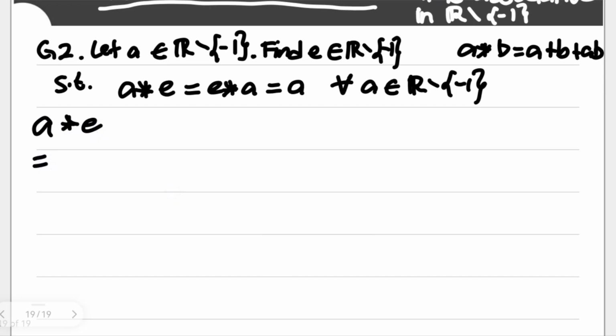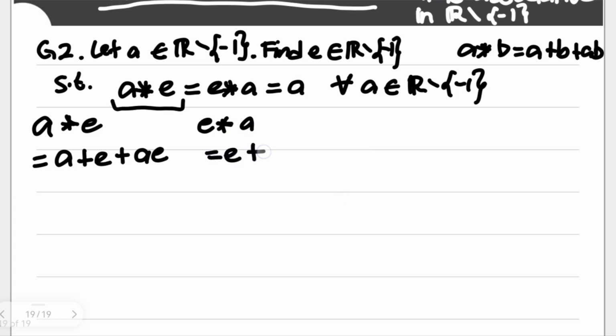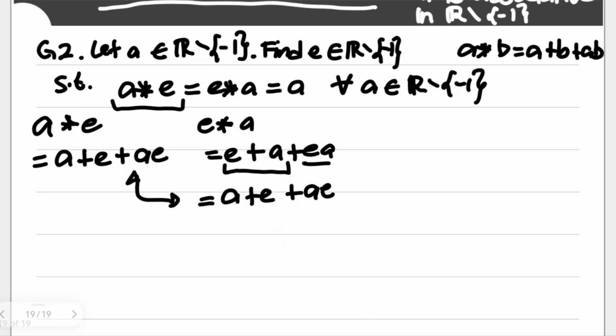Using the definition here, you have A plus E plus AE. Okay, that's it. Then that's for our first expression. For E star A, you will have here E plus A plus EA. But then again, this is usual addition, usual multiplication. You can simply rearrange it because usual addition and usual multiplication is commutative, plus E plus AE. So we can establish that they have the same results now.